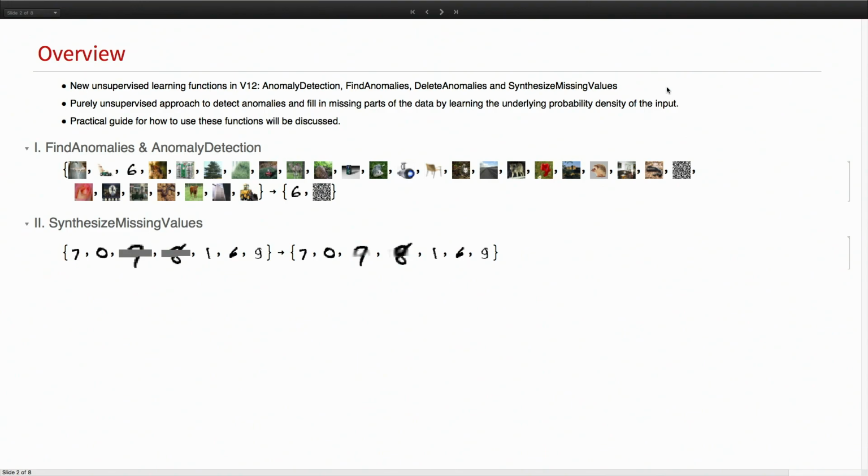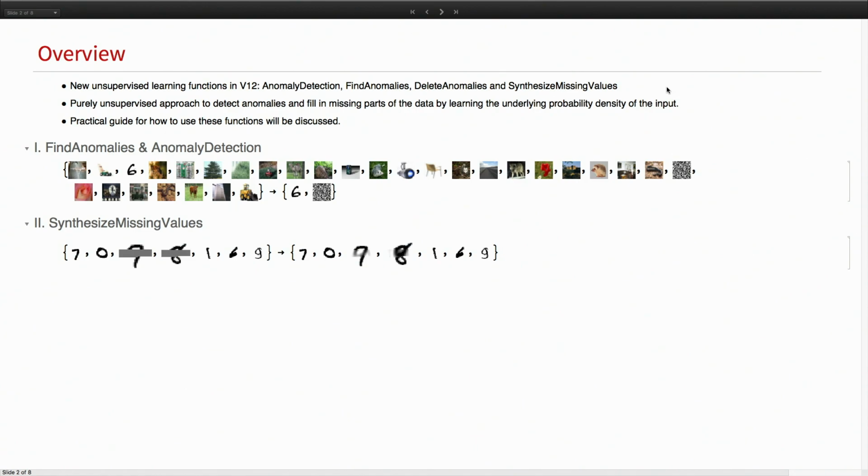And I will tell you how probabilistic modeling gives rise to developing these new functions to find and isolate anomalies and also to fill in missing parts of data.